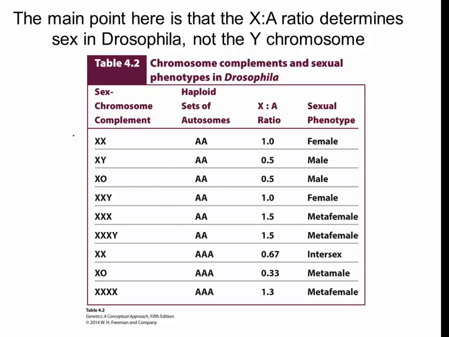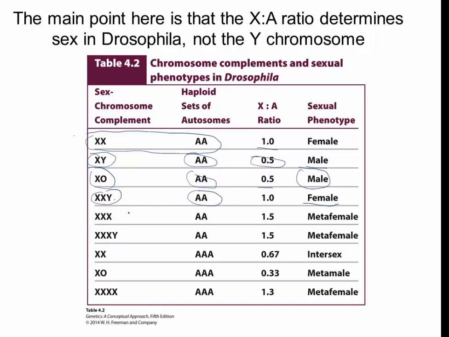So a normal female, 2 X chromosomes, 2 sets of autosomes, X to A ratio of 1, you get a female. A normal male, 1 X chromosome, 2 sets of autosomes, an X to autosome ratio of 0.5, you get a male. This is also a male, XO, normal autosomes, 0.5 X to autosome ratio, so you get a male. If you have 2 X chromosomes and 2 autosomes, even though you have this Y, you're still a female. So that's a little bizarre.